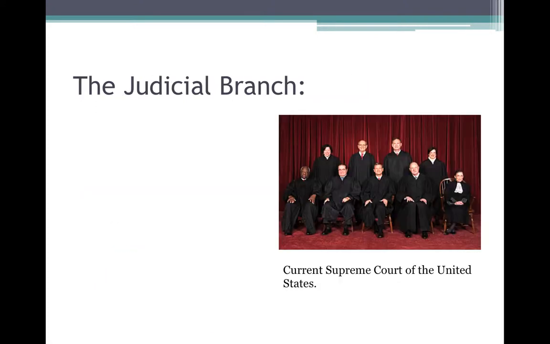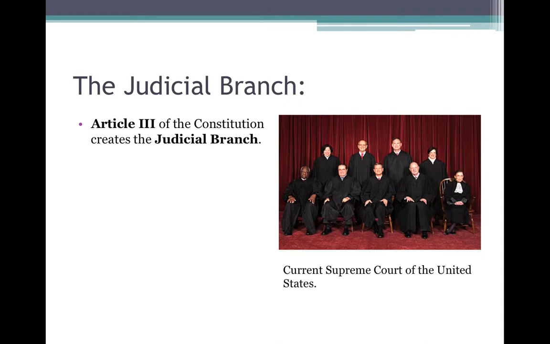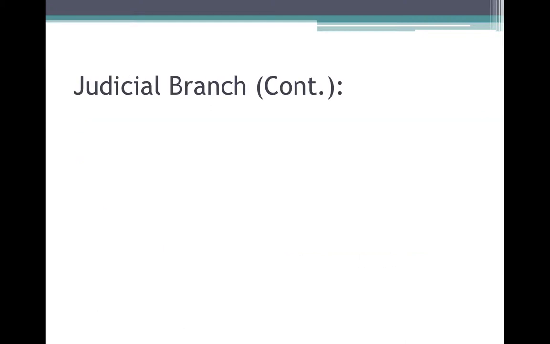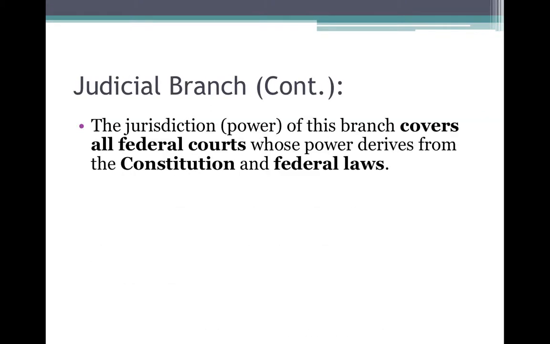Judicial Branch. Article 3 of the Constitution creates the judicial branch of government. It is considered the weakest of all the branches. It lacks the ability to enforce its decisions. Supreme Court justices have lifelong appointments. And it kind of separates them from political pressure when they get that lifetime appointment.